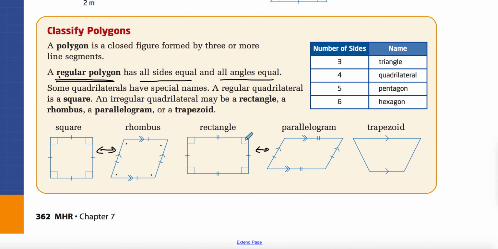So a rectangle, all the corners are 90 degrees, but the opposite sides are going to be the same length. A parallelogram, same thing. Opposite sides are the same length. But a parallelogram is like a rectangle that somebody shoved sideways. And then a trapezoid, opposite sides being parallel, but then the other two sides are not.